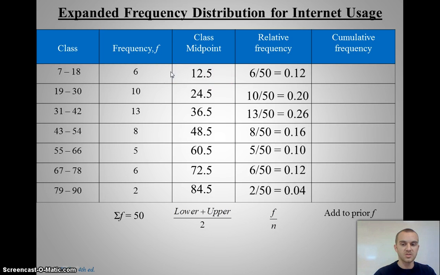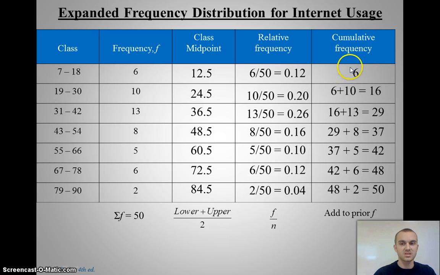And then the cumulative frequency, I'm going to add to the prior f. So I start with 6, and then 6 plus 10 is 16. 16 plus 13 is 29, and so on and so forth, so that I know that my final value of my cumulative frequency should be the same as my sample size.